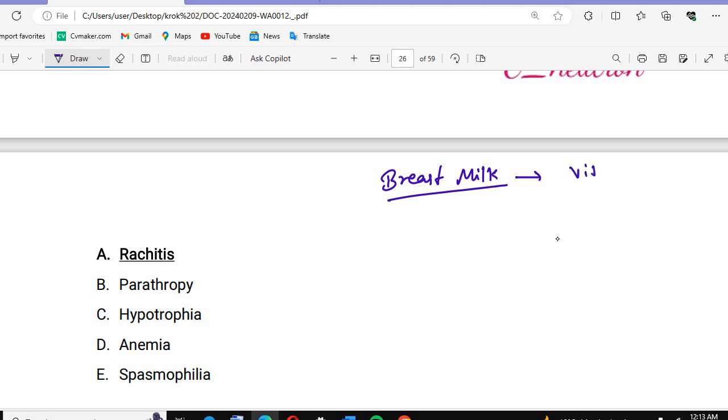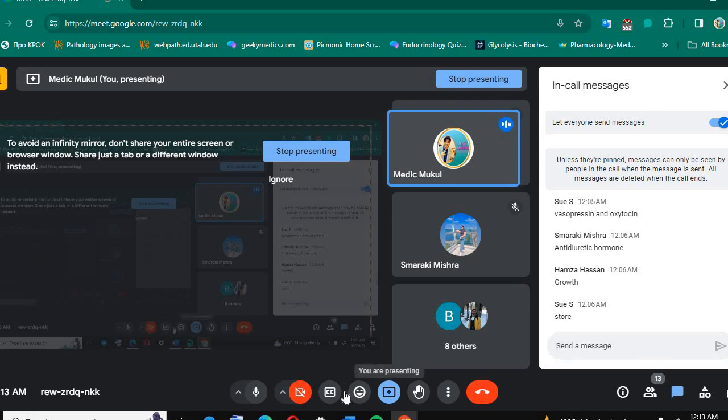Vitamin K, vitamin D or vitamin B, which is deficient? Which vitamin is deficient in the breast milk? Tell me. Normally we give injections just after the birth. So which injection do we give?